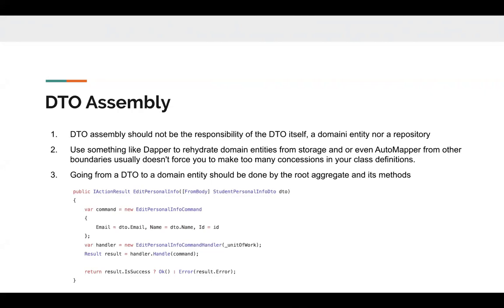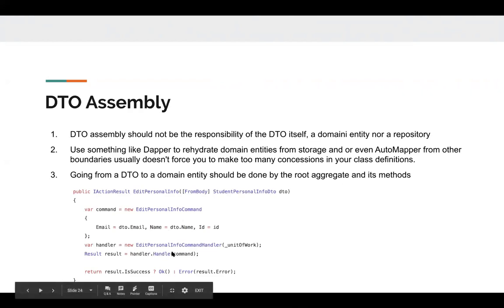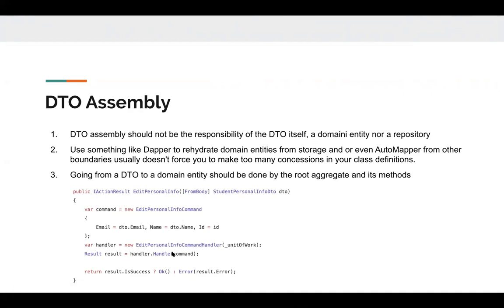So here's a quick example of a RESTful call. A body's coming in from JSON. It's parsing it into a DTO object, a student personal info. Okay. From there, here it's speaking to command. You were manually generating. This is more of a DTO to a DTO, but then you're calling a handler, and I'm not showing this here, but within the command handler, that is where it's calling the aggregate root method. Okay.